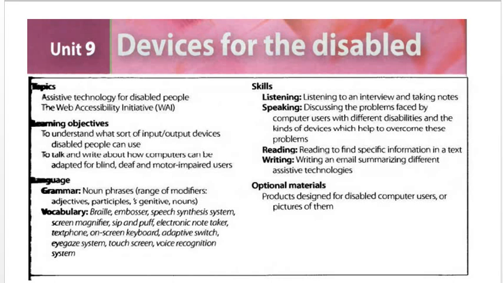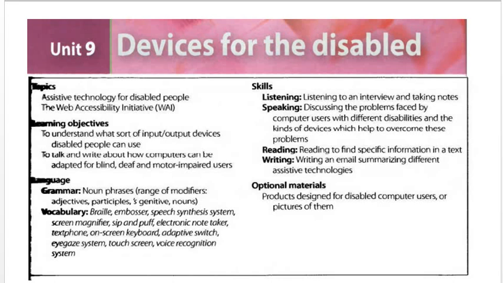In grammar we have noun phrase. It means a range of modifiers, adjectives, participles, apostrophe s, genitive nouns. Vocabulary. In this unit we are going to discuss these vocabularies: Braille, embosser, speech synthesis system, screen magnifier, sip and puff, electronic note taker, text phone, on-screen keyboard, adaptive switch, eye gaze system, touch screen, voice recognition system. Skills.